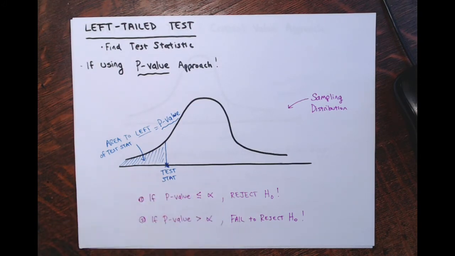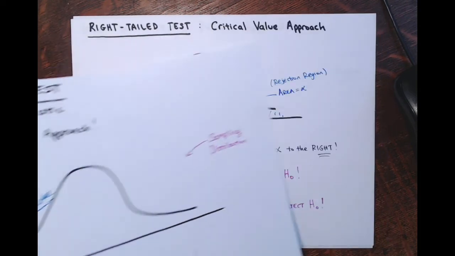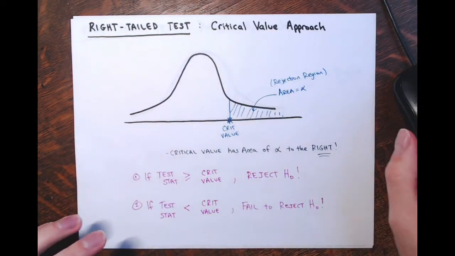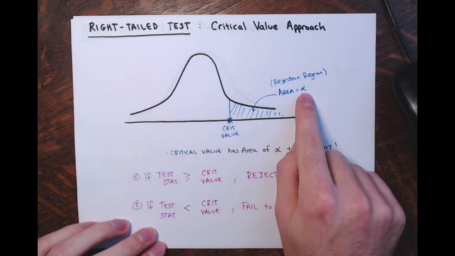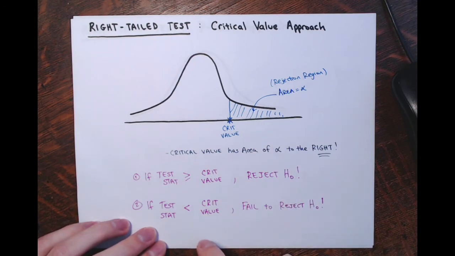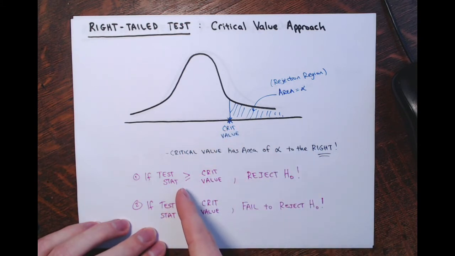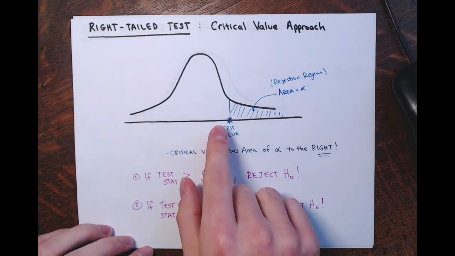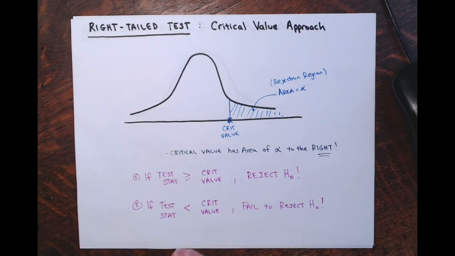All right, and then the right-tailed test is pretty similar, but instead of everything being to the left, it's to the right. So for a right-tailed test, when you're doing this critical value approach, your critical value is the value on the number line with an area under the curve of alpha to the right. And if your test statistic is at that critical value or greater, you're in the rejection region. You would reject the null hypothesis, whatever that is. And if your test statistic is left of the critical value, less than the critical value, you fail to reject it. You're not in the rejection region. You wouldn't reject whatever that null hypothesis is.